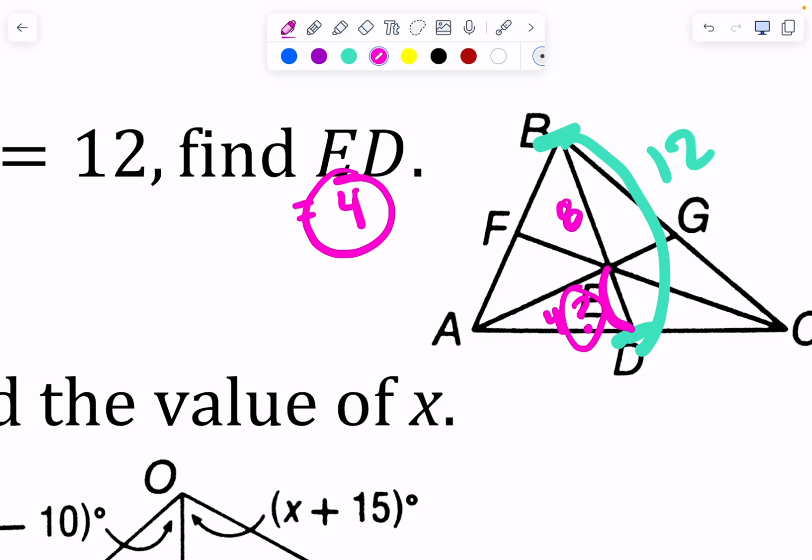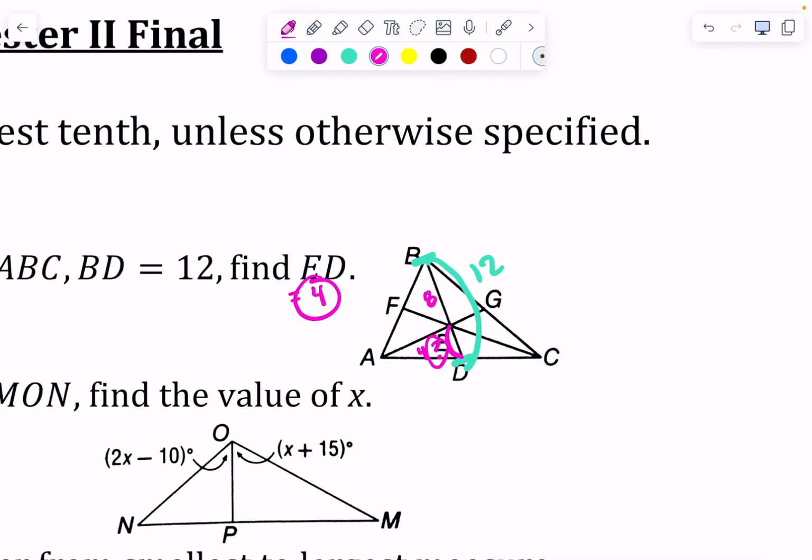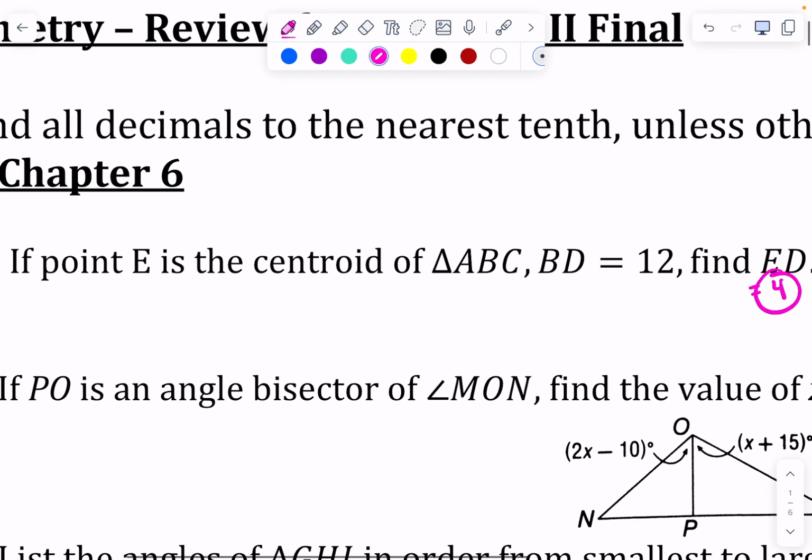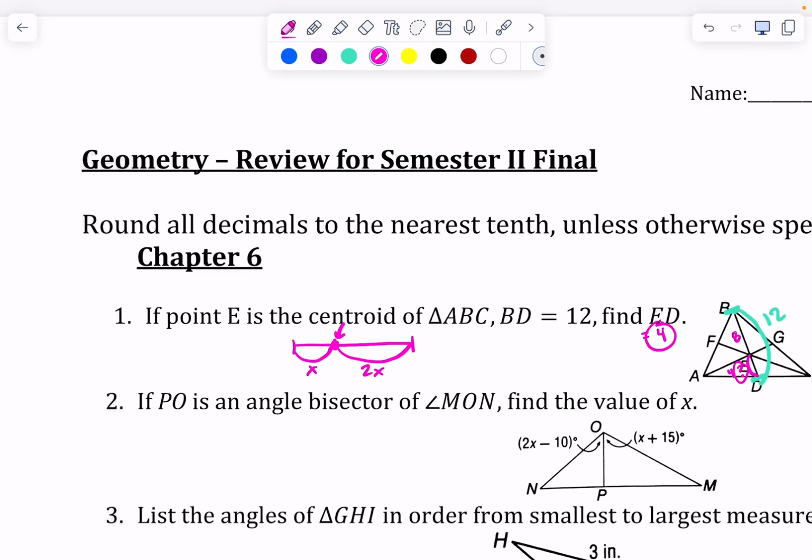Not too bad. Okay, do we need to write anything down about centroid? Maybe I'll do this. I'll say x and 2x. Centroid. Does that help at all? When you have your small pieces, your big pieces are double your small pieces. If you don't want to write that down, you don't have to.